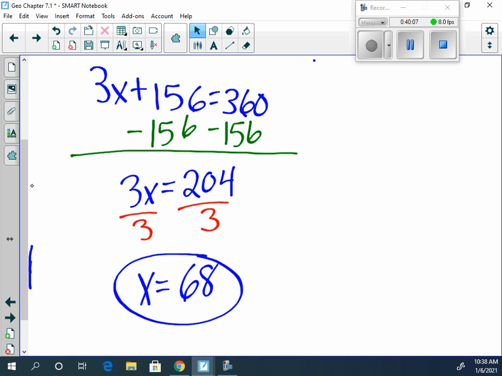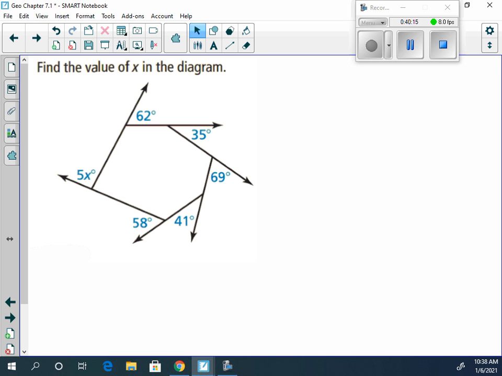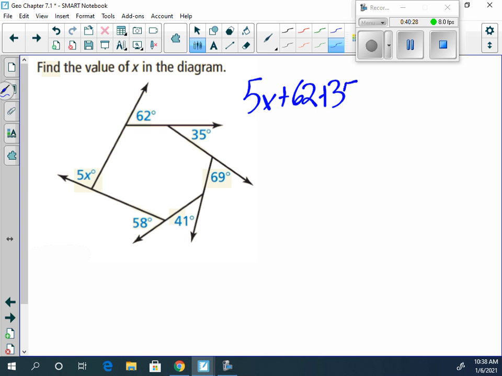Questions on this here? Any questions on any of this here? We'll do at least one more. Find the value of x in the diagram. What do we know about all these angles here? They add up to be 360. So 5x plus 62 plus 35 plus 69 plus 41 plus 58 is 360. I'm going to write it on the other side because I ran out of room. Because the sum of the exterior angles of any polygon adds up to be 360.